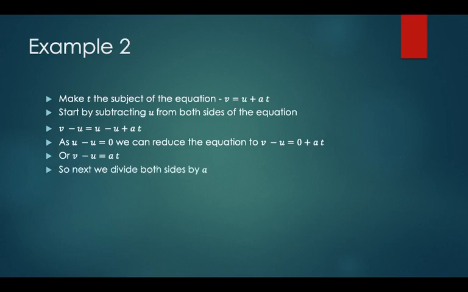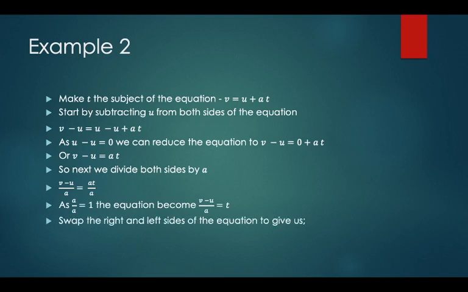So now what we need to do is divide both sides by A. V minus U over A equals AT over A. As A over A equals 1, this then becomes V minus U over A equals T. Swap the right hand and the left hand side of this equation to give us T equals V minus U over A. And we've now made T the subject of this equation. So if we had the values of V, U and A, we'd simply take U off of V and divide that by A, and that would give us the value for T.